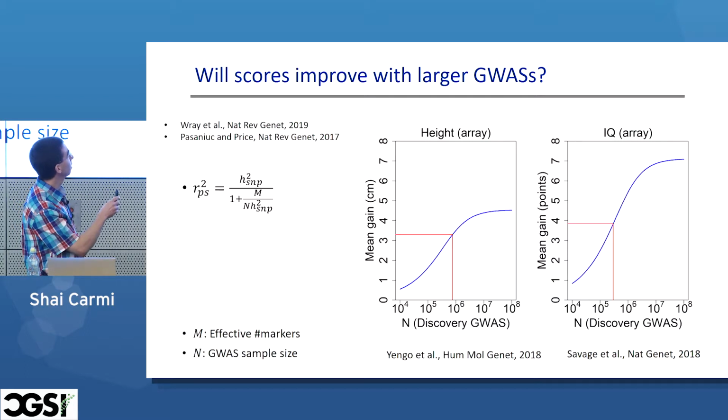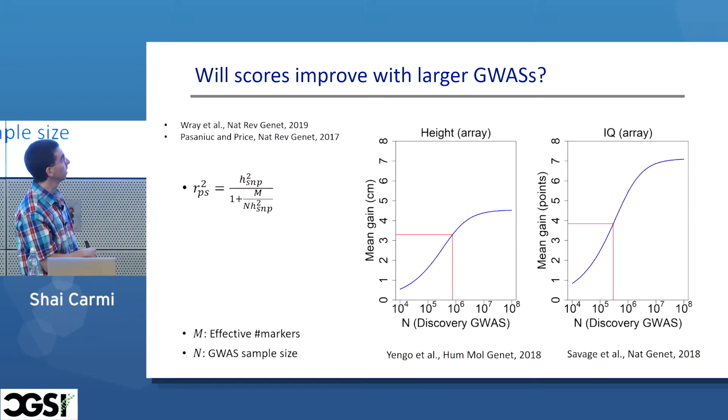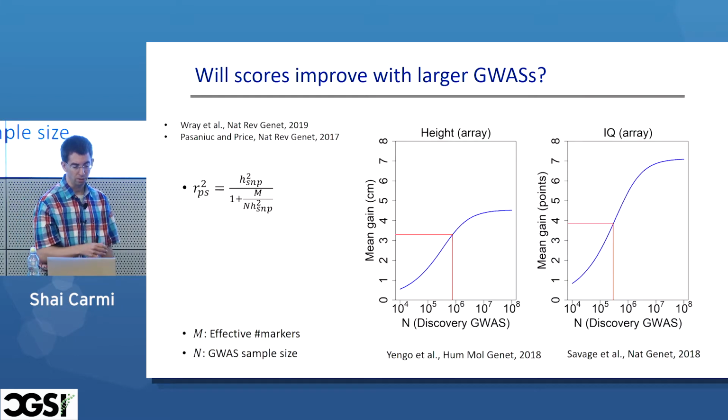And so with height we are almost at the maximum. Maybe you can get to around 4 centimeters, but with IQ we have more room for increasing the gain, up to around 7 IQ points. Okay.